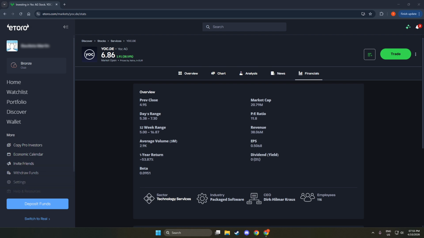That's all there is to it. Open the asset, go to financials, scroll, and look for market cap to see the total value of the company or crypto. The next time you research on eToro, make this one of the first numbers you check to anchor your understanding. This is not financial advice, just a practical way to read the data more confidently.